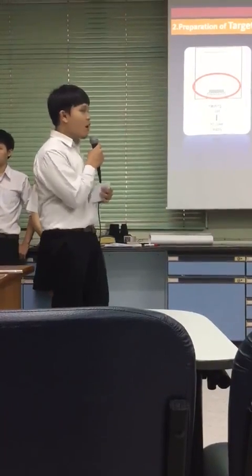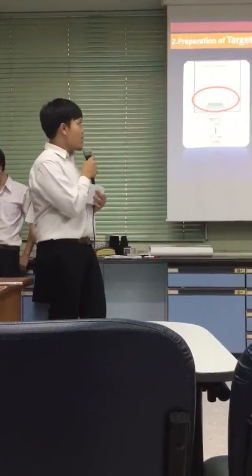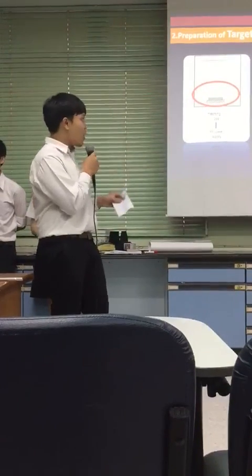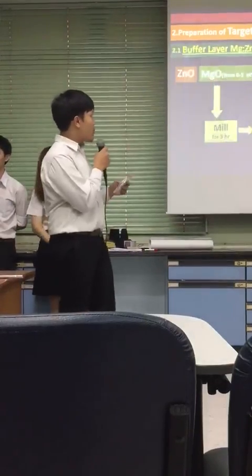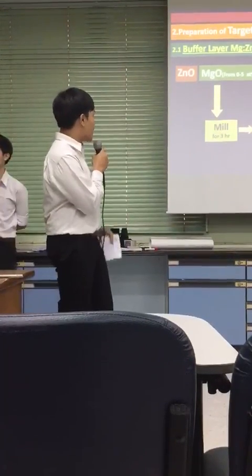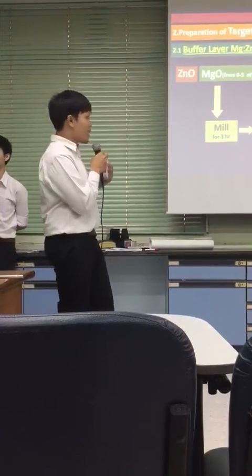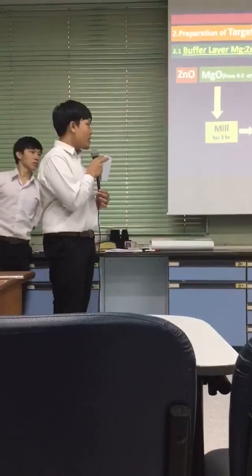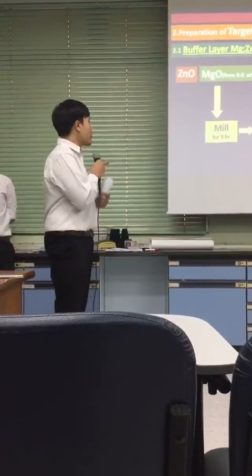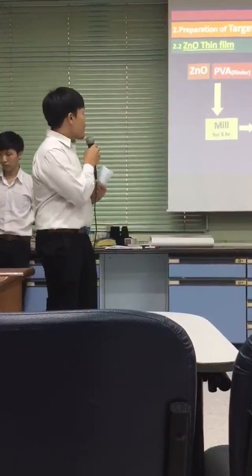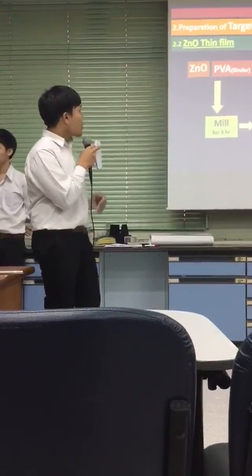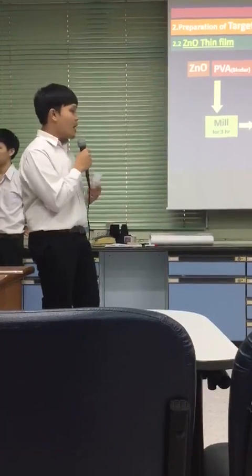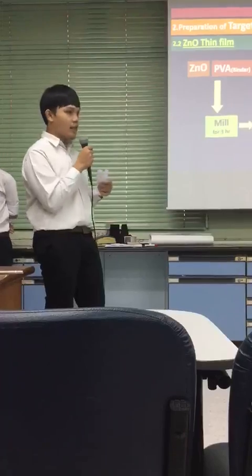Step 2, preparation of target materials. There are two types. Type 1, buffer layer magnesium zinc oxide. Type 2, zinc oxide thin film. In type 1, preparation of the buffer layer magnesium zinc oxide, ingredients include zinc oxide, magnesium oxide, and PVA binder, milled for 3 hours, then hydraulic pressed into pellets and sintered. In type 2, preparation of zinc oxide thin film, ingredients include zinc oxide and PVA binder, milled for 3 hours, then hydraulic pressed into pellets and sintered.